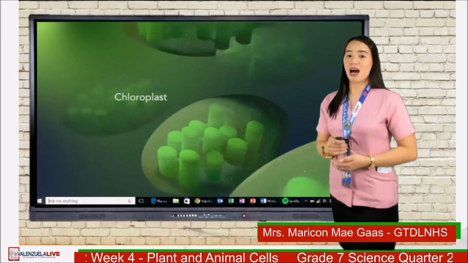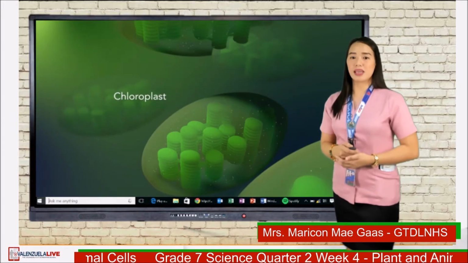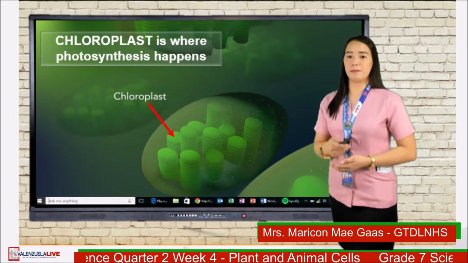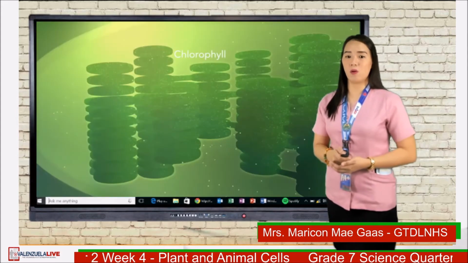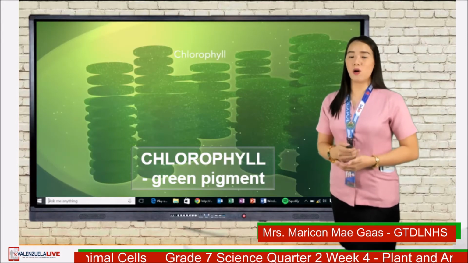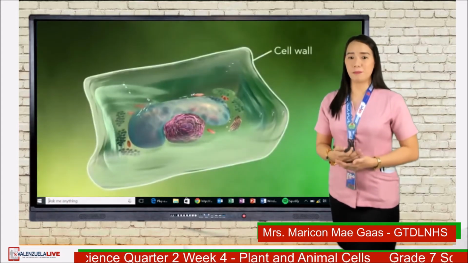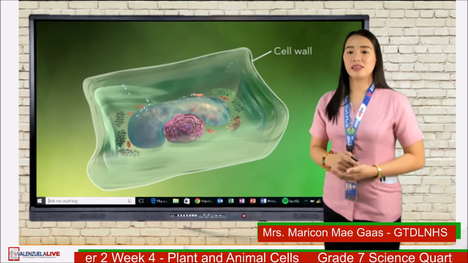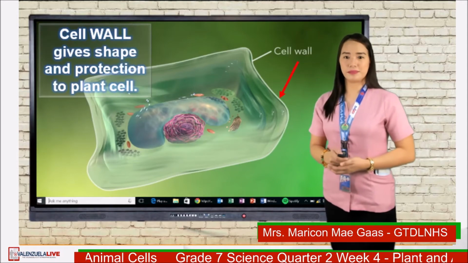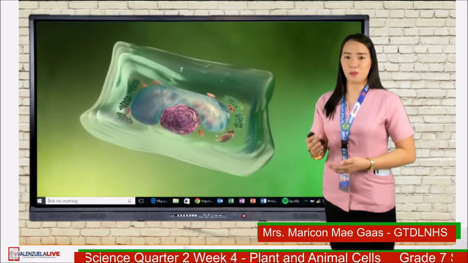Plant cells have an organelle called chloroplast. Chloroplast is where photosynthesis happens. It's green because it has a green pigment called chlorophyll. Plant cells also have a cell wall outside their cell membrane that shapes, supports, and protects the plant cell. Animal cells never have a cell wall.